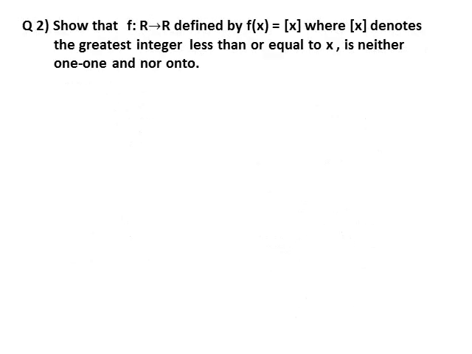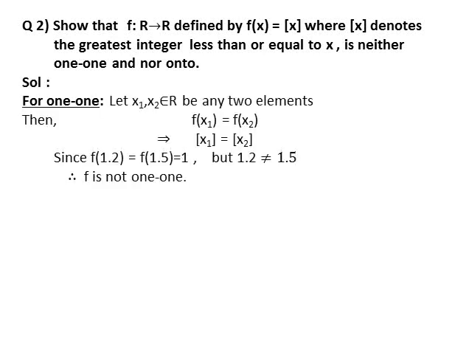Take one more example. Show that f mapping R to R defined by f(x) equals greatest integer x is neither one-one nor onto. When a function is not one-one, we need to write down one counterexample which doesn't satisfy the condition. As you can see, f(1.2) and f(1.5) both are equal to 1, but 1.2 is not equal to 1.5. Therefore, f is not one-one.